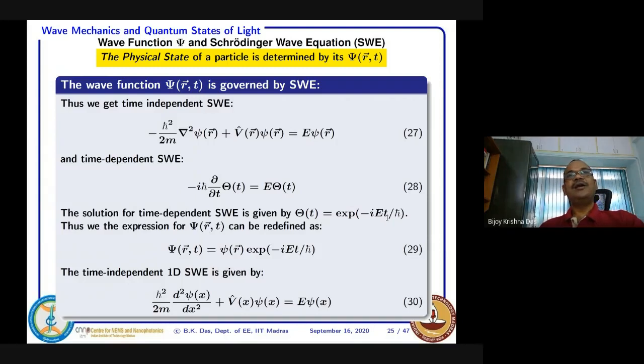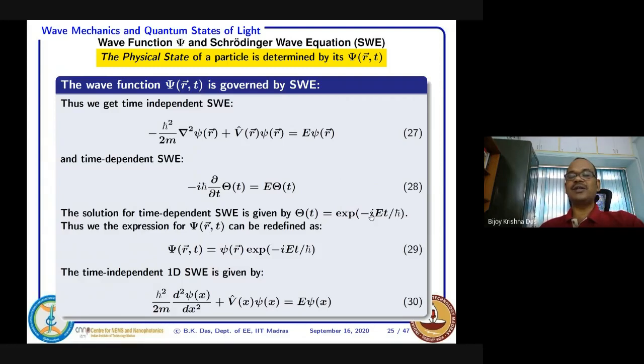What is that? In our classical electromagnetic wave, the traveling wave, the expression is e to the power j(omega t minus kx), or k dot r. So the time-dependent variation of the traveling wave is e to the power minus j omega t. So this E, if you consider it as the energy of this quantum particle, in fact, this is the kinetic energy part, this is the potential energy part, and this is the total energy part. That way you can define.